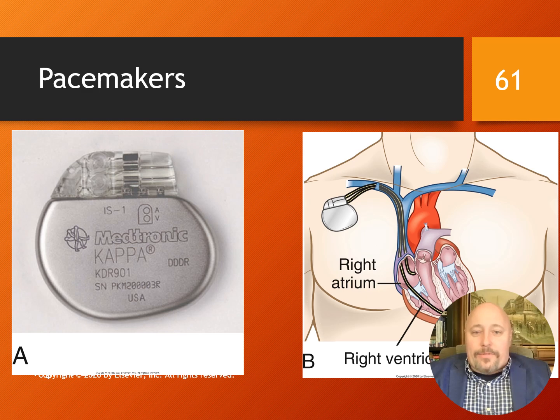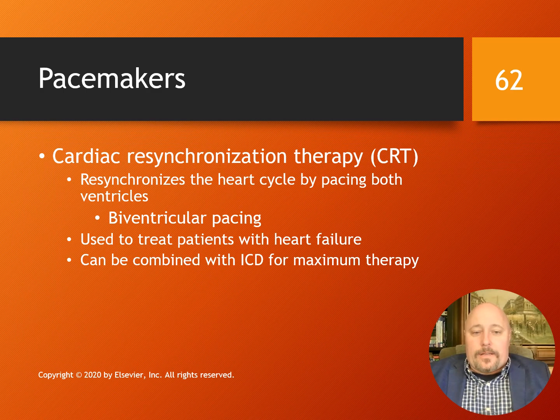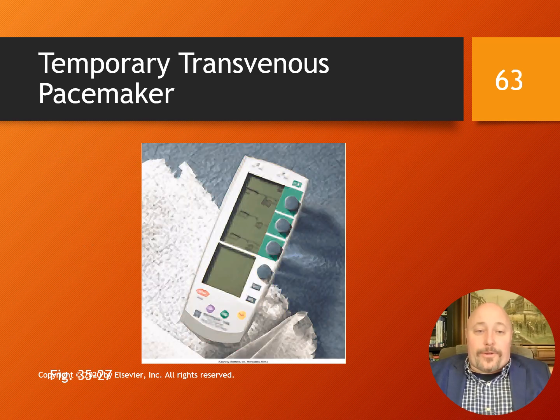Here in figure A, we have a dual chamber rate responsive pacemaker, and it's designed to treat patients with chronic heart problems, in which the heart beats too slowly to support the body's circulation needs. And in figure B, we just have a diagram showing the pacing leads in both the atrium and the ventricle. In the case of pacemakers, these are cardiac resynchronization therapy, and they resynchronize the heart cycle by pacing both ventricles, or biventricular pacing. Here in figure 35-27 from the text, we have a temporary transvenous pacemaker.